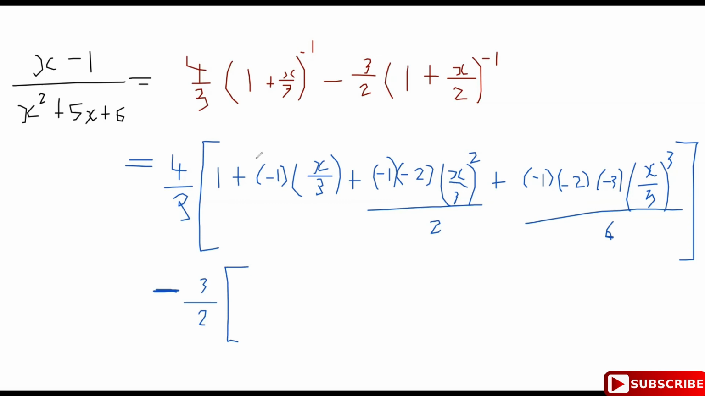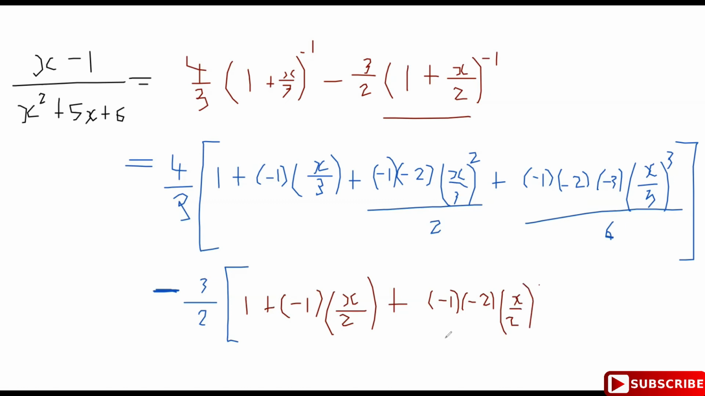We're doing this part now. That is going to be 1 plus nx, which is minus 1 times x, where x is x over 2, plus n, where n is minus 1, times (n minus 1), which is minus 2, times (x over 2) all squared, over 2 factorial, which is 2, plus n times (n minus 1) times (n minus 2), that's minus 3, times (x over 2) all cubed, and this is of course divided by 6.